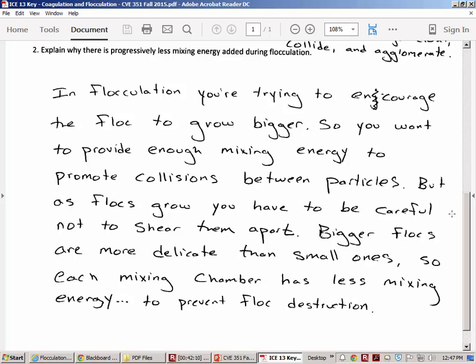Oh boy, that's long, right? Why is there progressively less mixing energy added during flocculation? You could write, so the flocs don't break apart. That's the essence of it. If there was too much energy, then the flocs will break apart. But what I'm saying is, you're trying to encourage the flocs to get bigger. So you want enough mixing so that they collide, because that's how you get them bigger. If you don't stir it at all, there won't be collisions, and they won't get larger. So it's a balancing act. There has to be enough mixing energy to promote collisions, but not too much, because if there's too much, you'll start to shear them apart. Big flocs are delicate, so you have to have progressively less energy. You have to be very gentle with those big flocs, because they're not very rugged. They'll settle, but if we stir a lot, then we'll break them again.